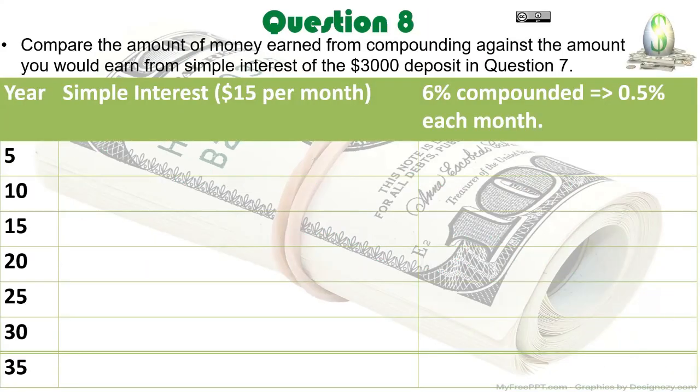In question number 8, we're asked to compare the amount of money earned from compounding against the amount you would earn from simple interest of the $3,000 deposit in question number 7. So let us work this out, at least the first line for the first 5 years, in detail on the whiteboard.